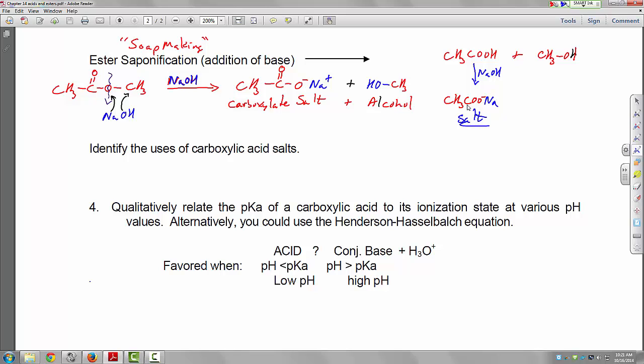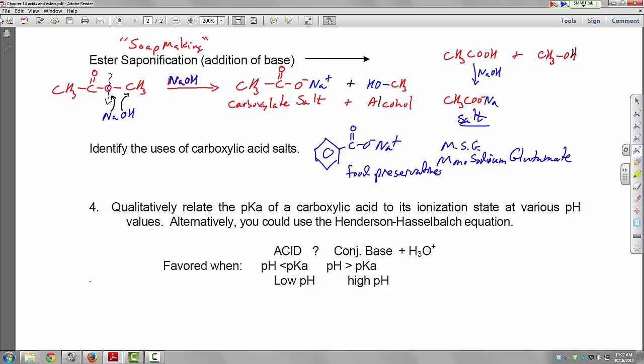All right, identify the uses of carboxylic acid salts. I mentioned in class sodium benzoate is a food preservative. I won't draw the structure of monosodium glutamate, MSG. Right, this is the sodium salt of glutamic acid, and these are used as food preservatives, and also flavorings or flavor enhancers, maybe.